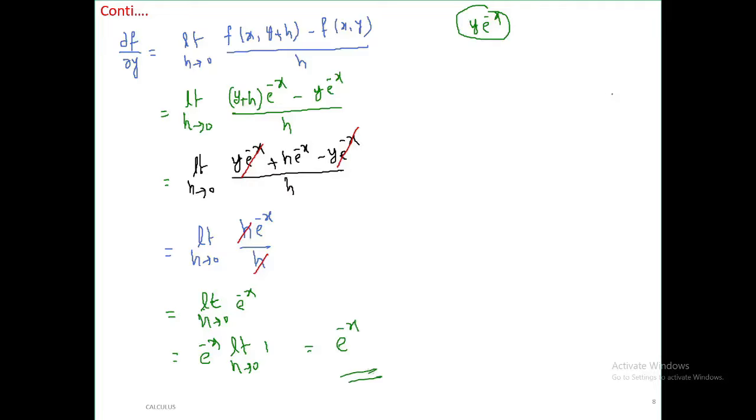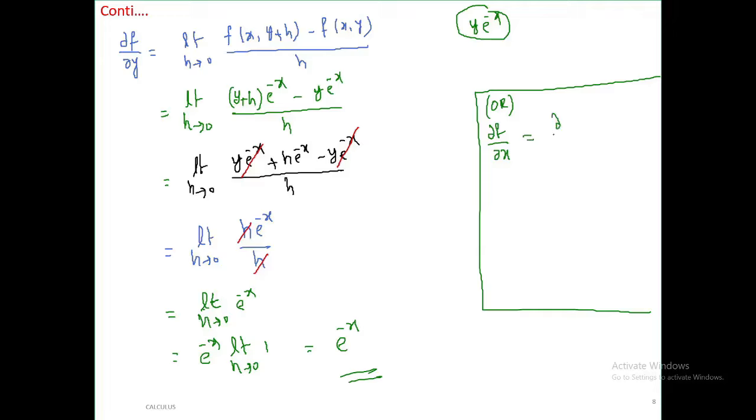Okay, without using first principle you can do it like this also. By using first principle, it is compulsory that you evaluate like the above. Without first principle, what is dou f by dou x? By the geometrical meaning, with respect to x you have to do the derivative treating y as constant. So dou by dou x of y into e power minus x. I have to treat y as constant, so y comes out, dou by dou x of e power minus x. The derivative of e power minus x is minus e power minus x. So minus y into e power minus x. That's what I got just now.